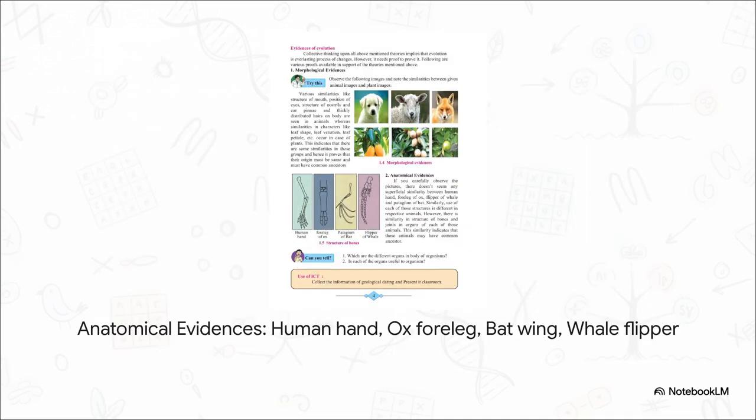Anatomical evidence reveals something quite extraordinary, too. Superficially, a human hand, an ox's foreleg, a bat's patagium, and a whale's flipper look completely different. But if you look at the underlying bone and joint structures, they are remarkably alike. This structural similarity is a huge indicator of a common ancestor.